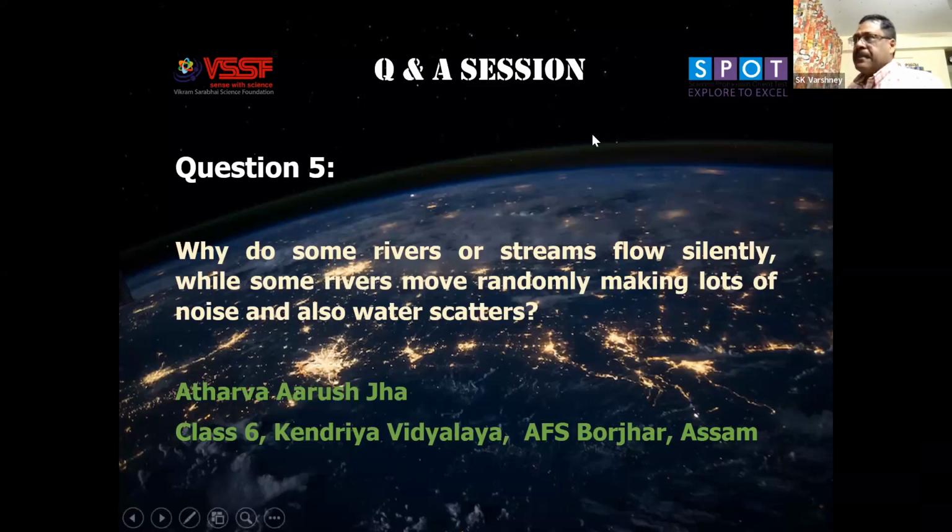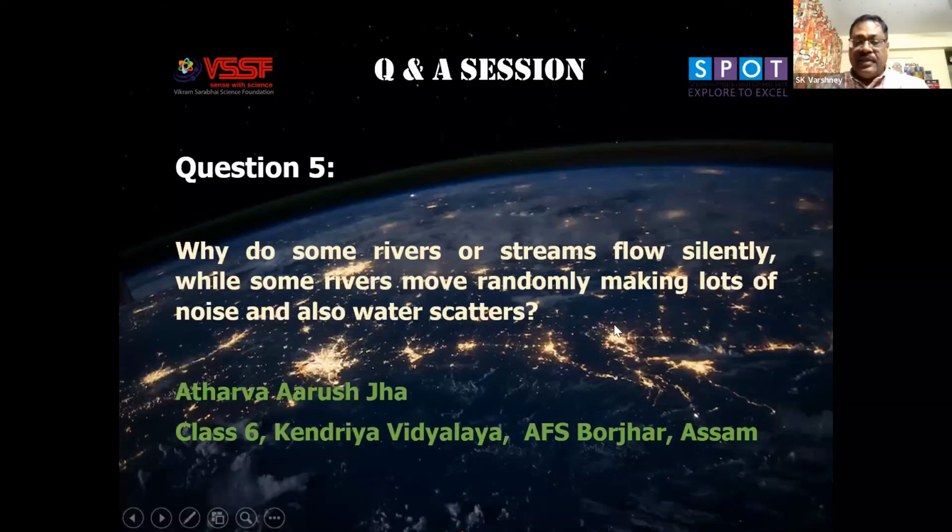My question is, why do some rivers or streams flow silently while some rivers move randomly, making lots of noise, and also the water scatters? Well, very, very interesting question. Actually, there are two things which you must keep in mind. When rivers are flowing, what is the gradient? If it is very smooth sailing, then water will keep on flowing. But if the gradient is high, like this, or like this, then water will flow with a higher velocity. And if there are some particles, some rock fragments, water will strike and make noise.